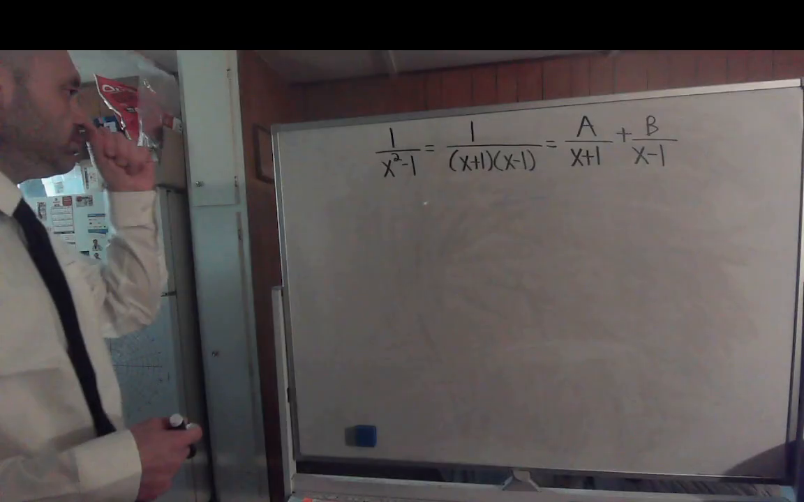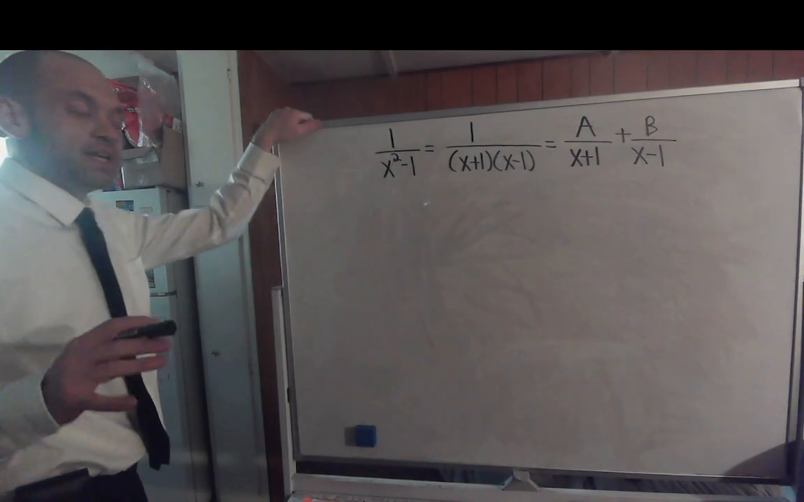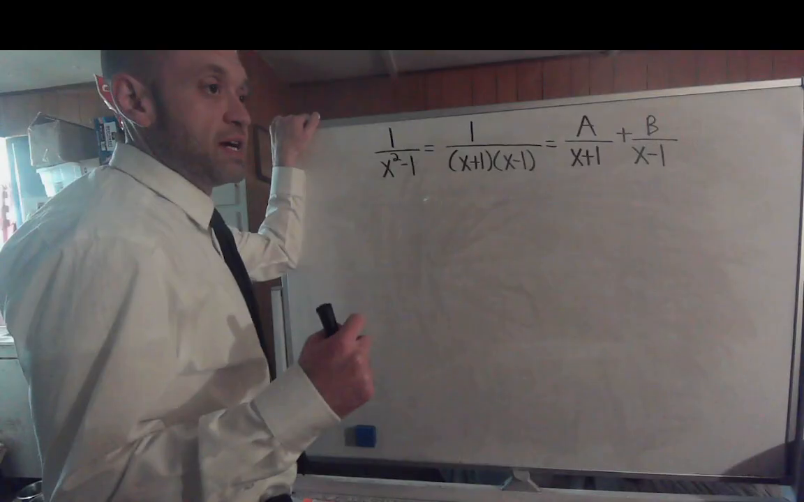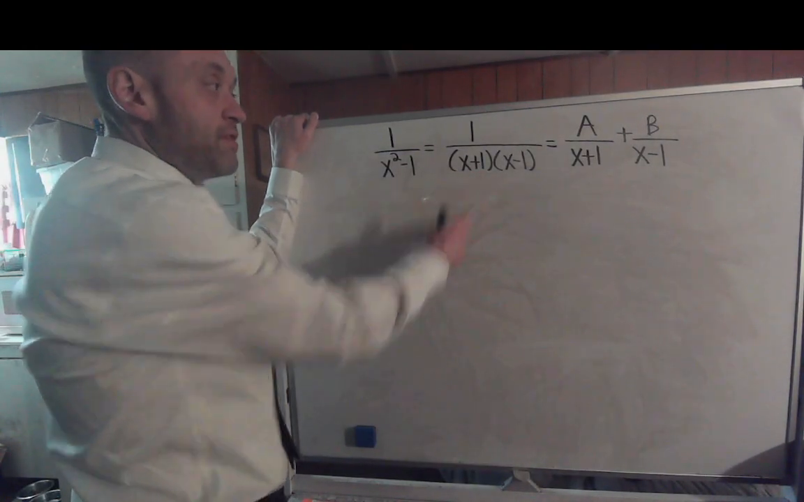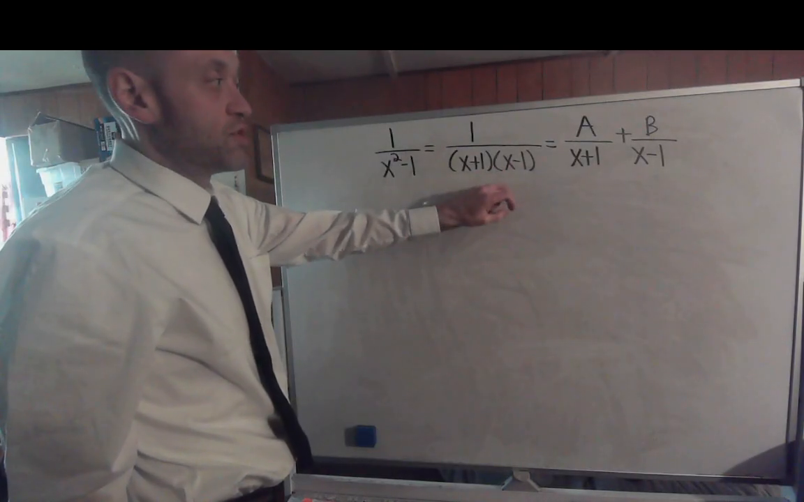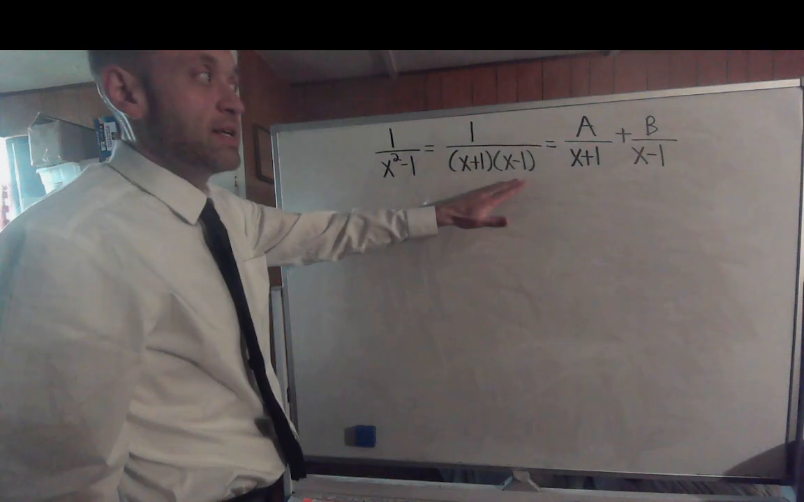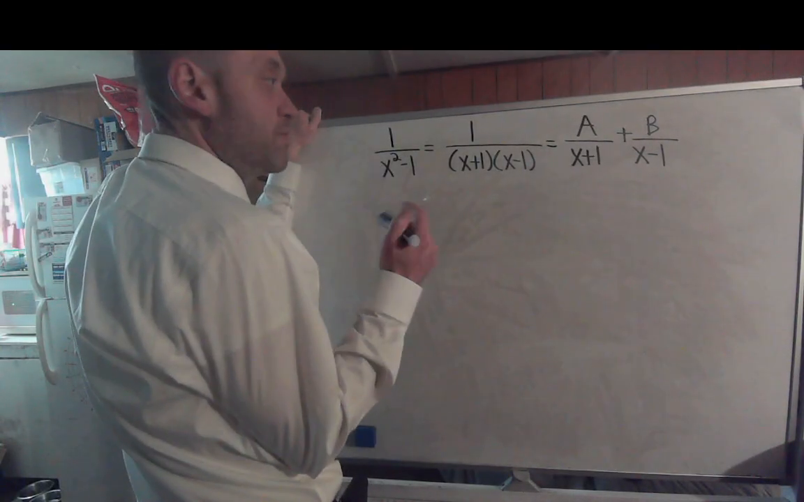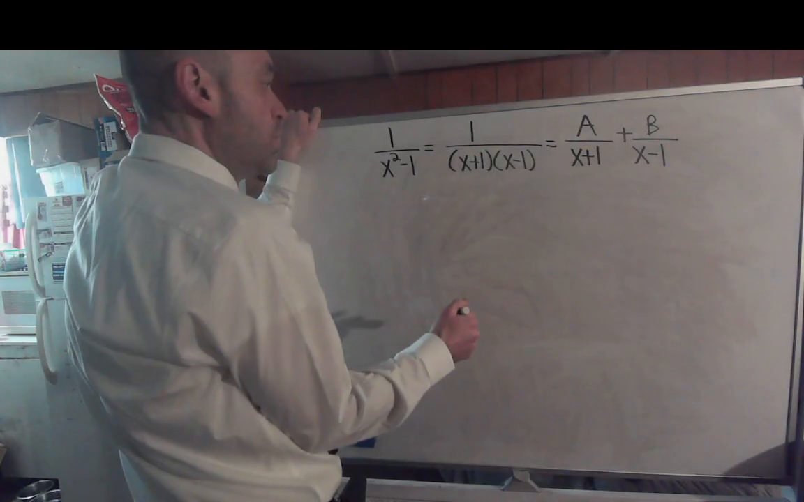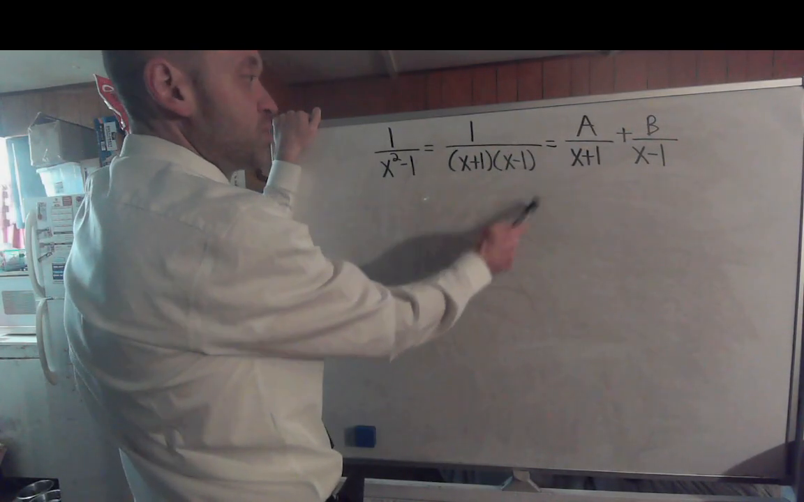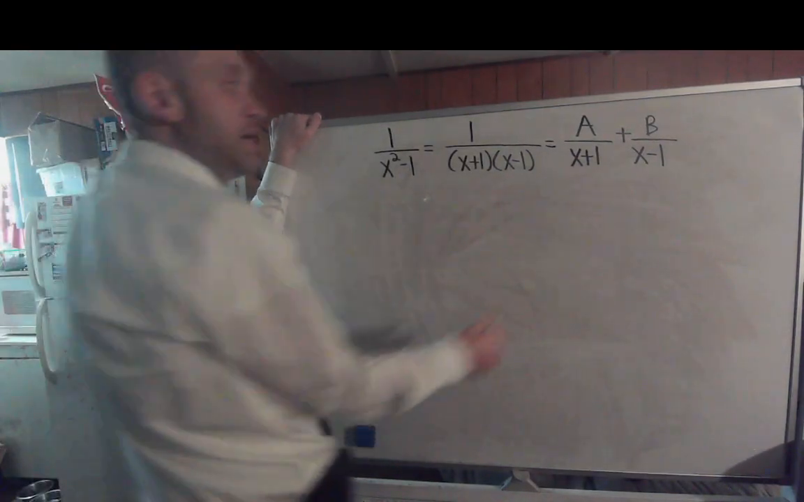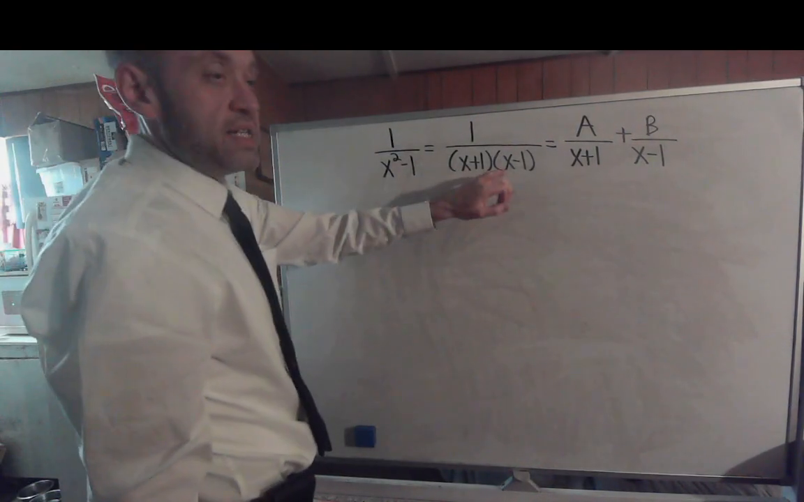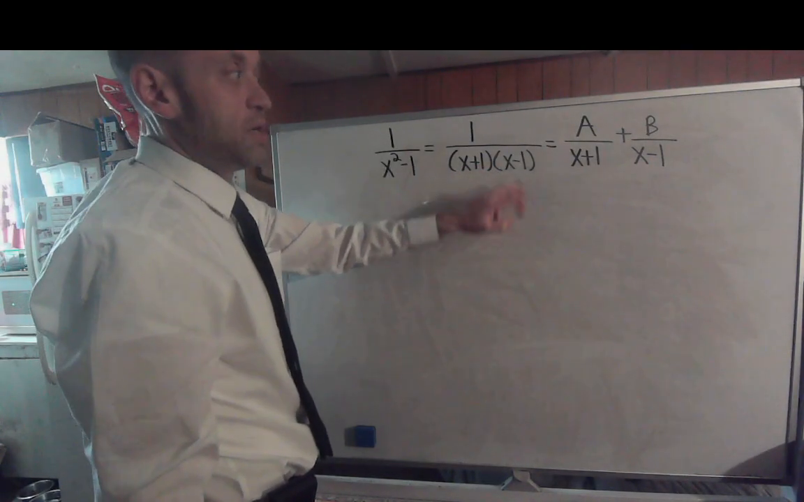So let's go ahead and get started here. The first segment of this is going to be non-repeated linear factors in the denominator, such as what we have here. Each of these is only a factor to the first power, so these are non-repeated linear factors. So how are we to solve for something like this? Well, you're going to take 1 over x plus 1 times x minus 1 equals a over x plus 1 plus b over x minus 1. So your common denominator is the product of x plus 1 times x minus 1.